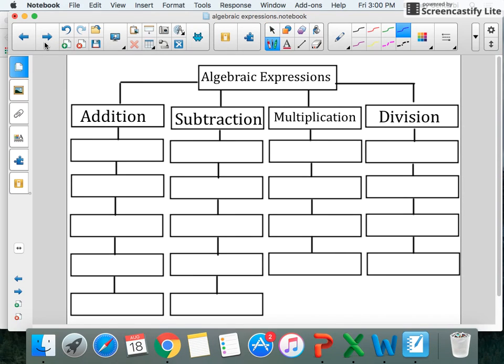So first, to write an algebraic expression, we have to know what the words mean, because we're not always going to use addition, subtraction, multiplication, and division, so we have to know other words for them. So for addition, some other words are sum and more than. And we should be kind of familiar with these because we've been using them for a few years. Subtraction, you've got the word less and the word difference.